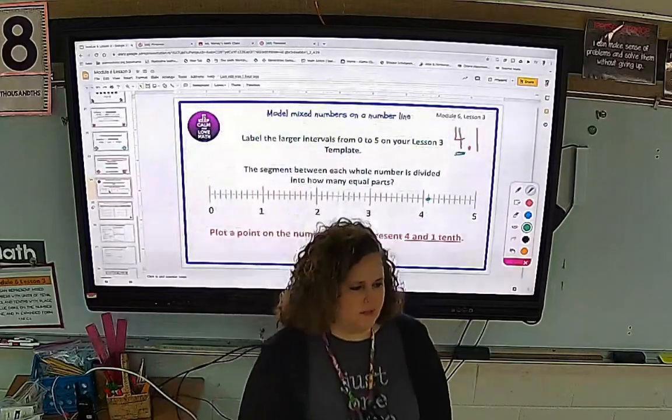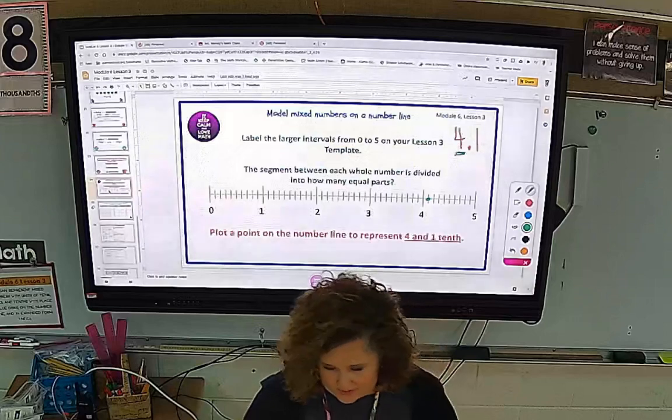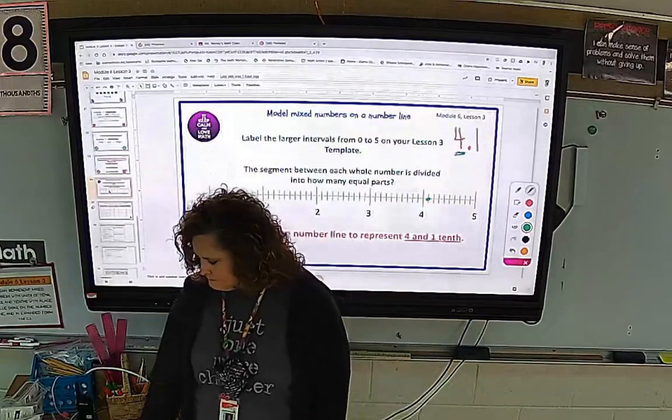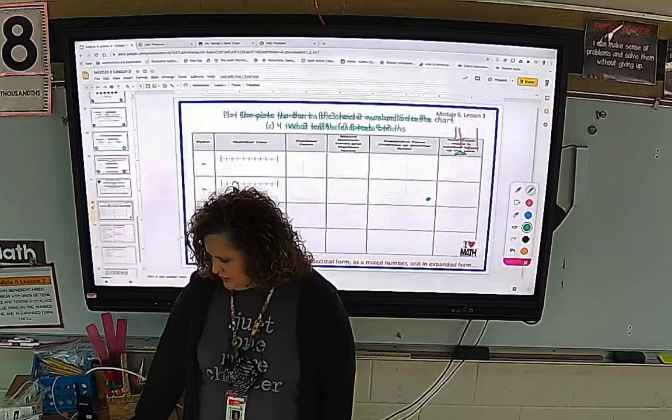One of the big things with a number line and decimals is you just need to realize we're working with tenths. That's our denominator. Okay. All right. Yeah, we're kind of towards the end here.